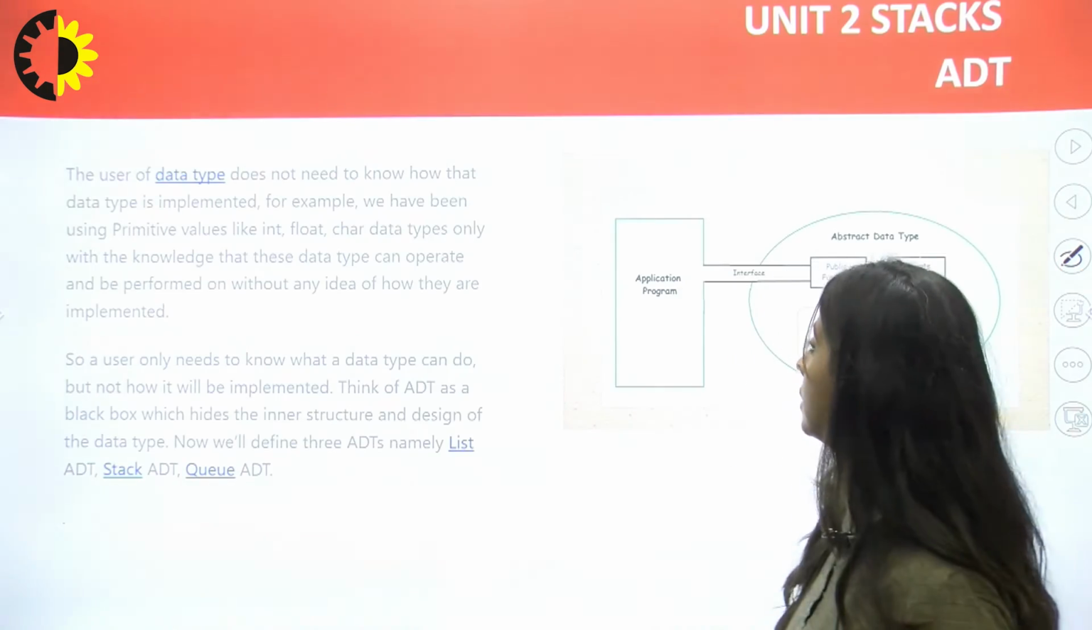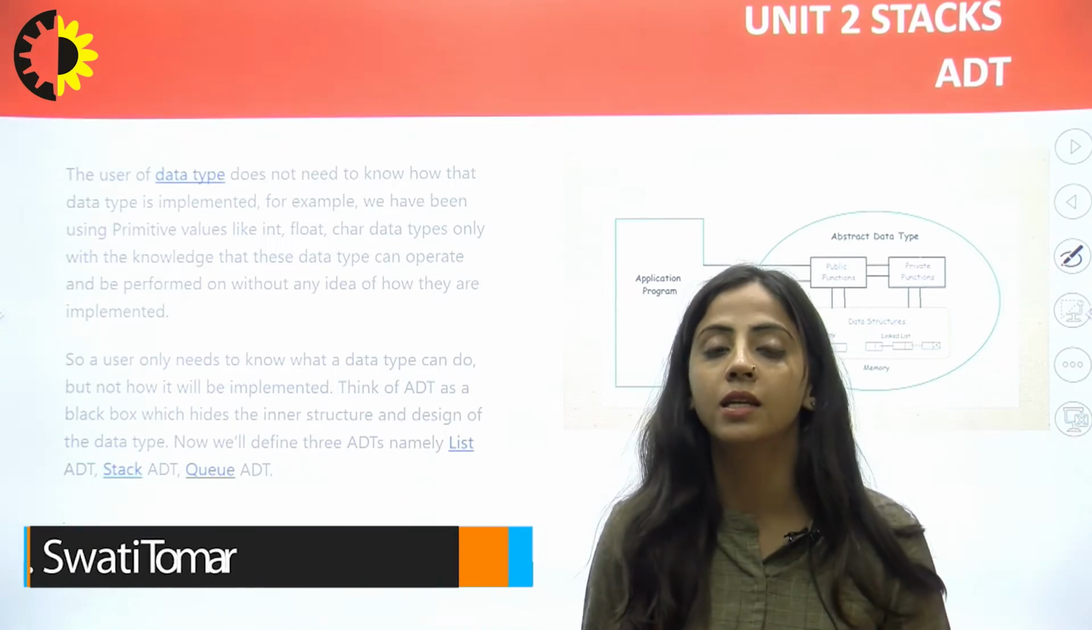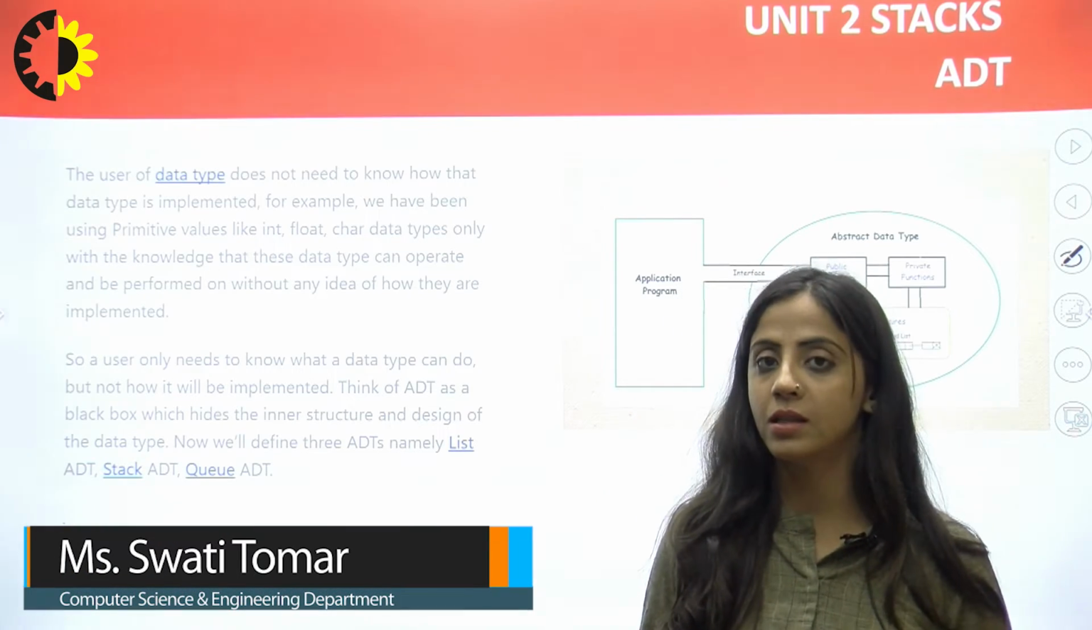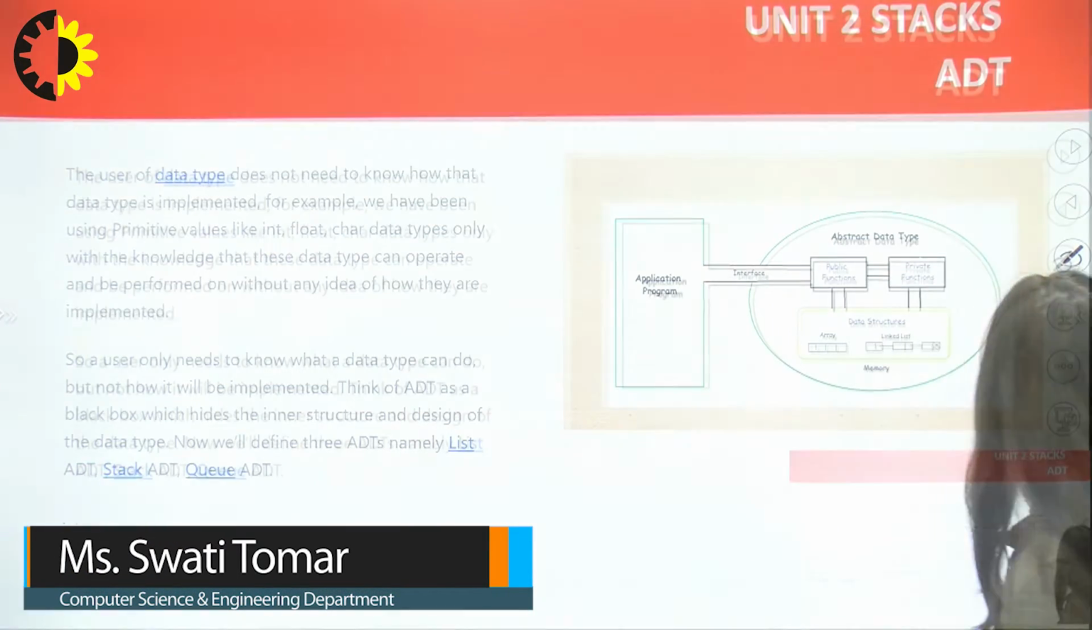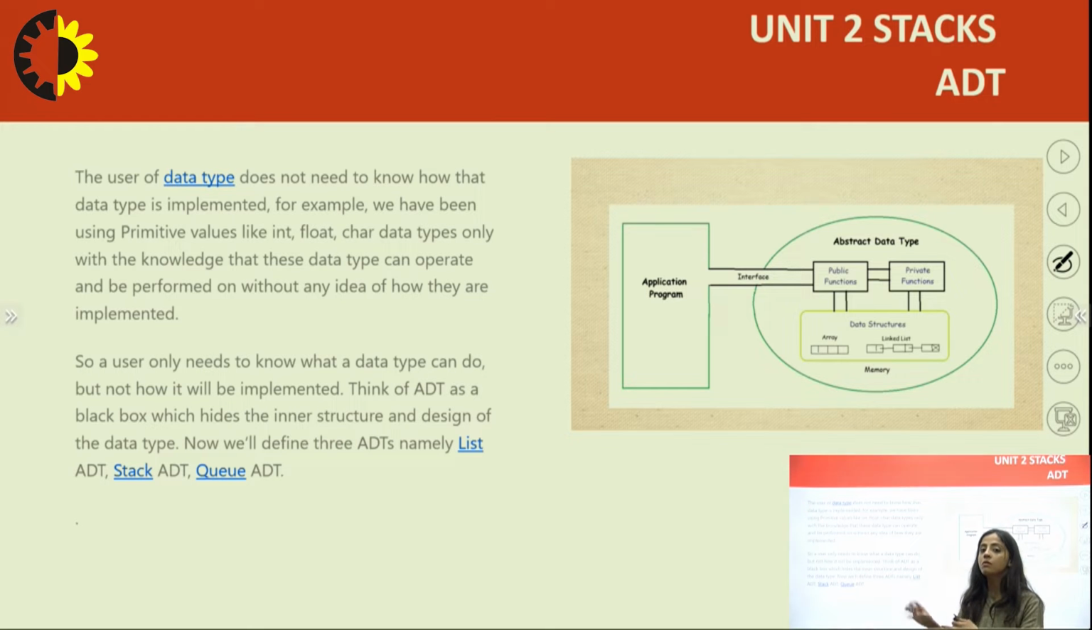So I've already told you about ADT. What is an ADT? ADT is an abstract data type. So how do you know what an abstract data type is? What is an abstraction? Abstraction is the kind of information which is hidden from the user, whose implementation is hidden from the user. For example, the user of a data type does not need to know how the data type is being implemented.